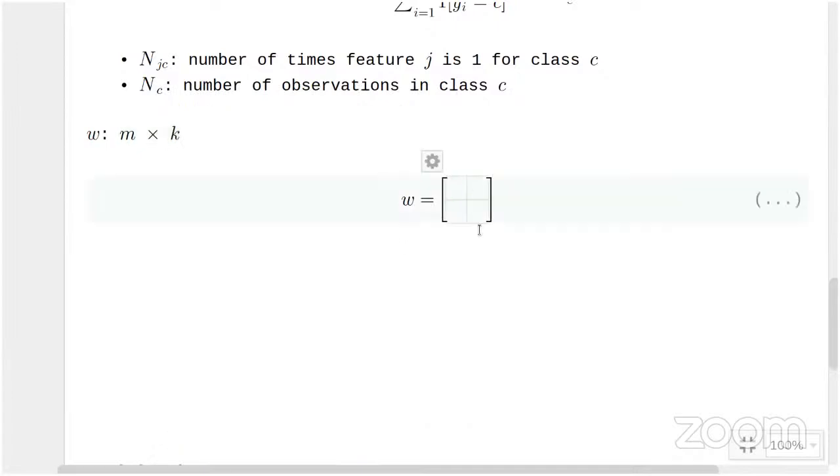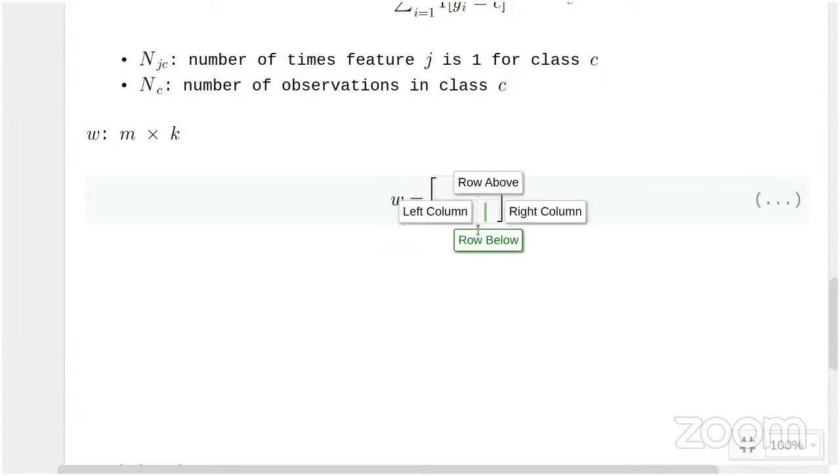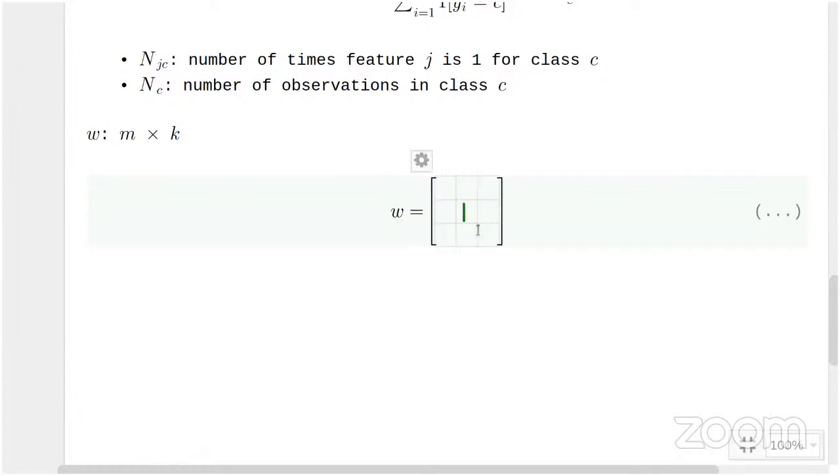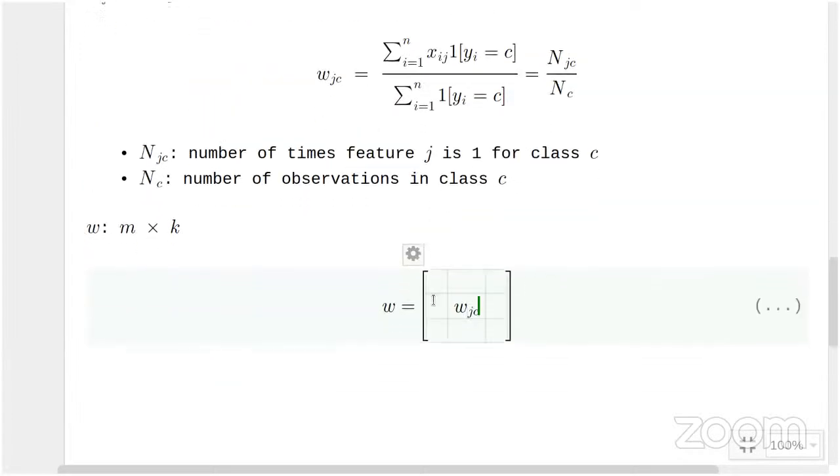Okay, so what your expression here is giving you is one element in the weight matrix. Basically the jth row of W and cth column of W. That is what this is giving you. So you should do this for k into m such values. K into m. Yeah, because you have m features, right?